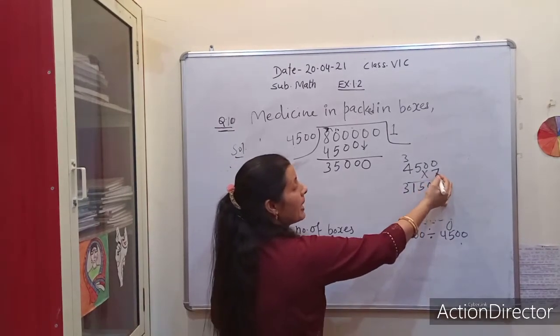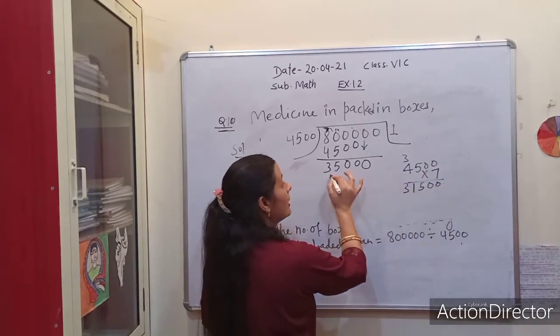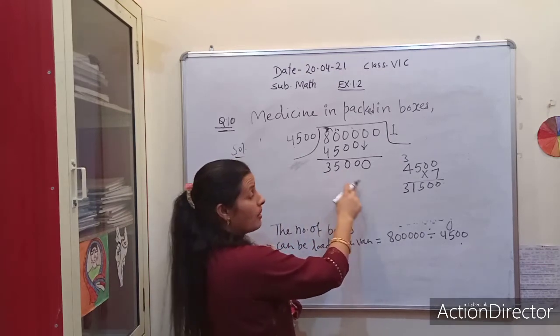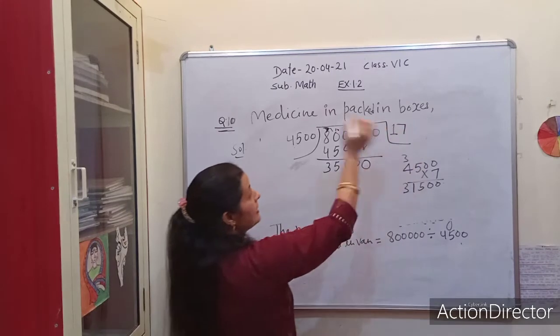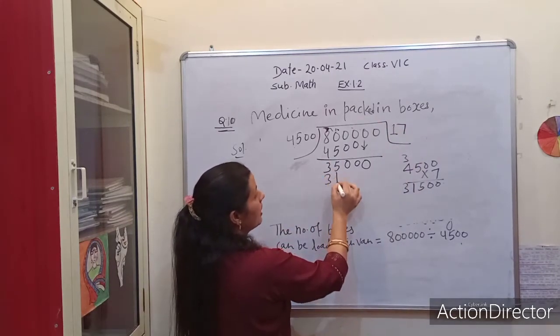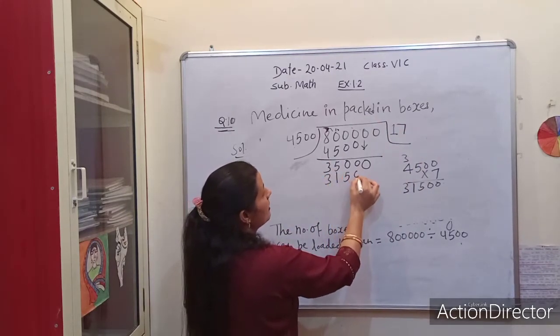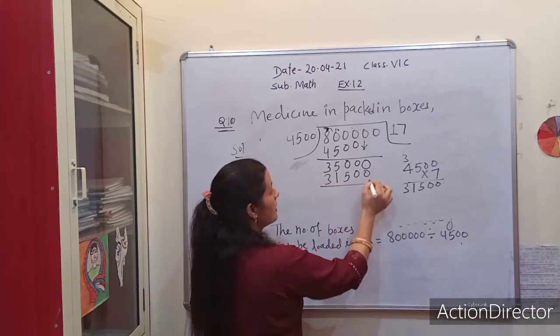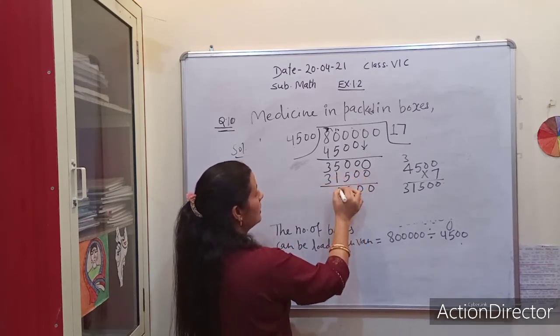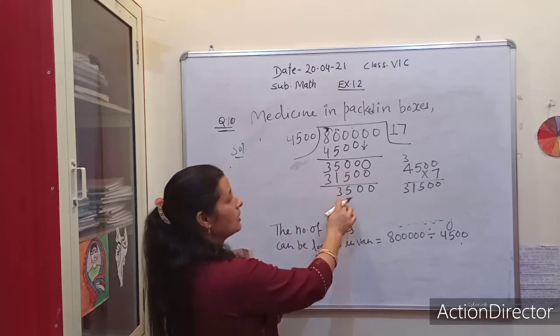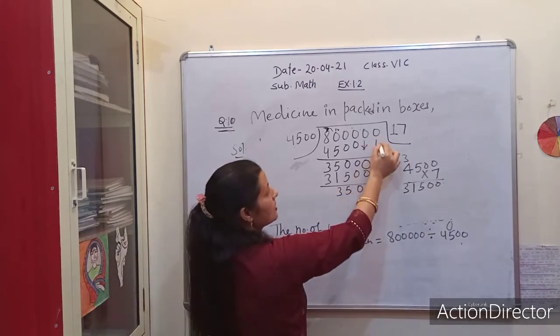If we multiply it by 8, the number will be greater than 35,000. Then we have to divide it 7 times and it will become 31,500. Now subtract it: 0, 0, 5, 4, 1, 3. Again we got 3500. So the last 0 is here.